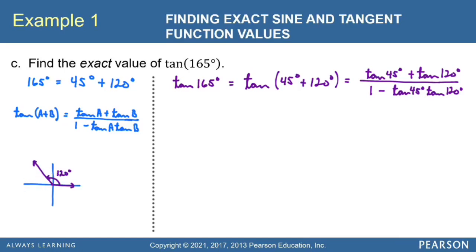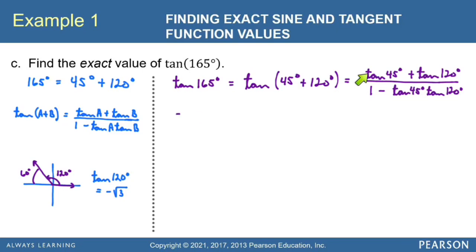You can see that's going to have a reference angle of 60 degrees, and we know tangent values are negative in quadrant 2. So the tangent of 120 degrees is going to be negative tangent of 60 degrees, so that's negative square root of 3. All right, so now substituting our known values in here.